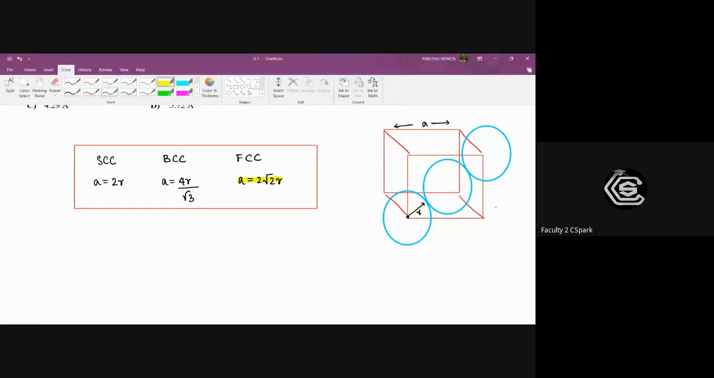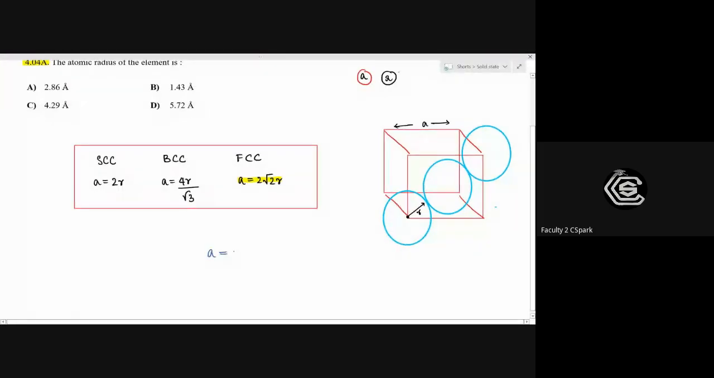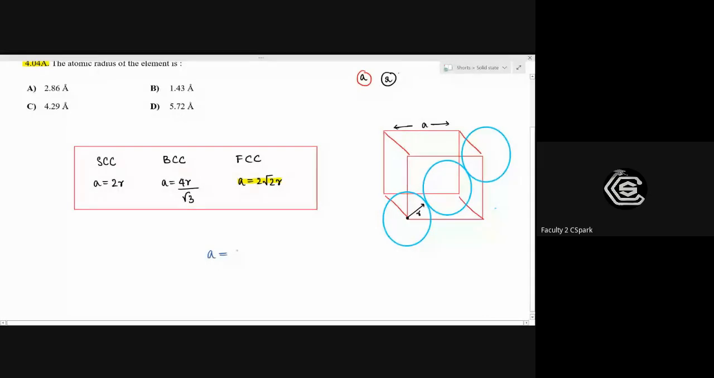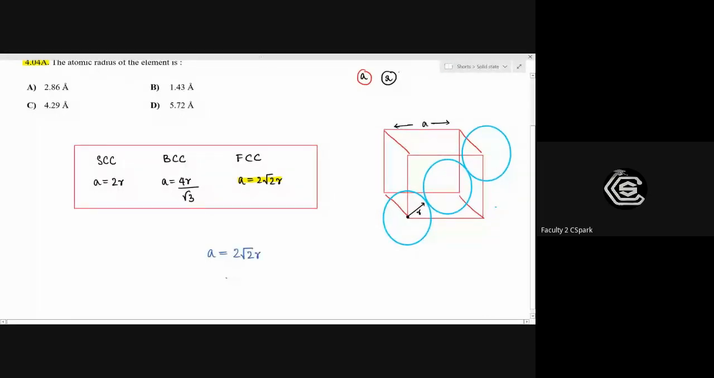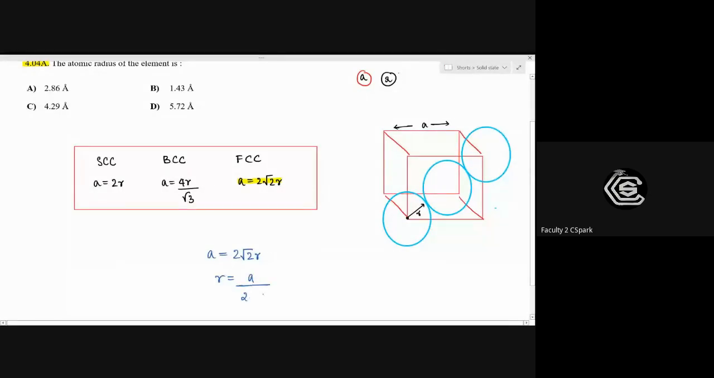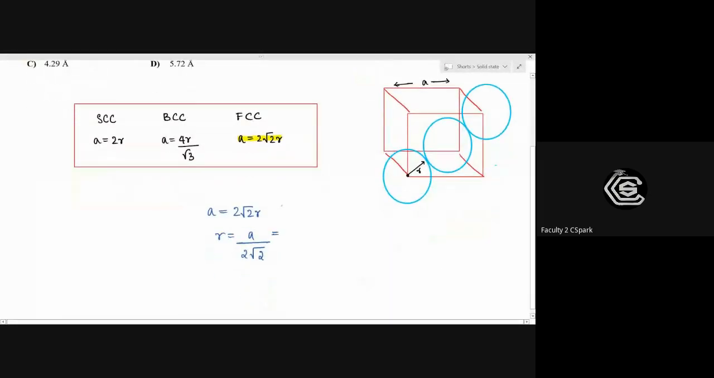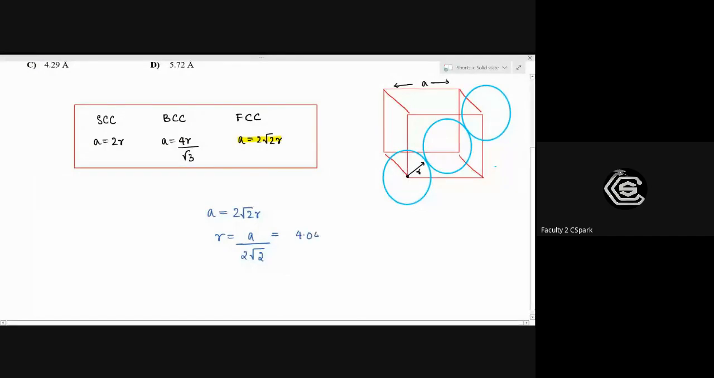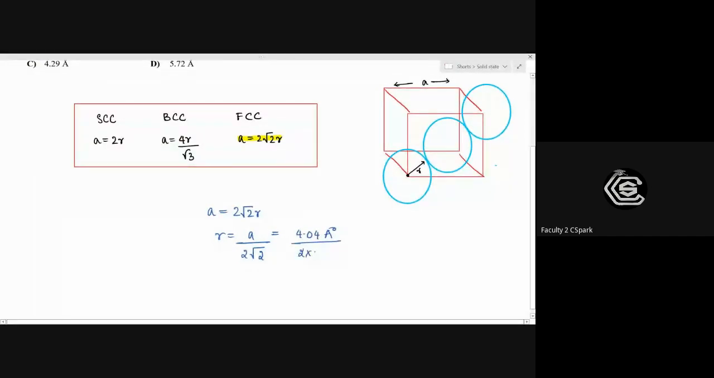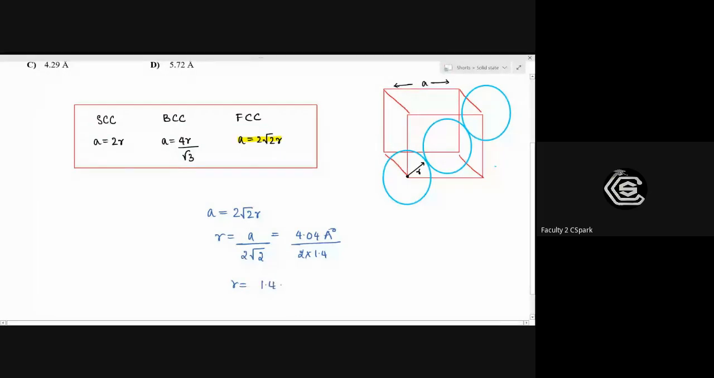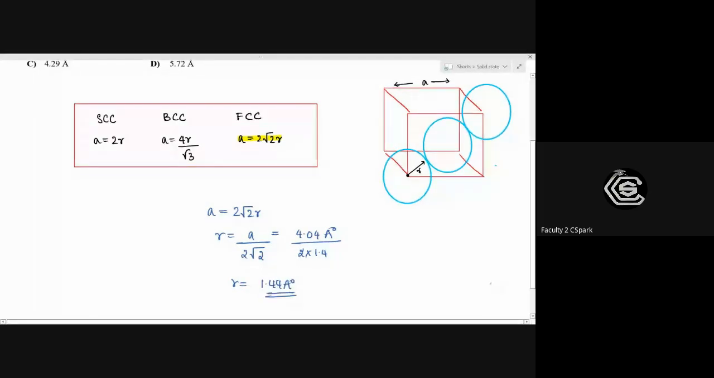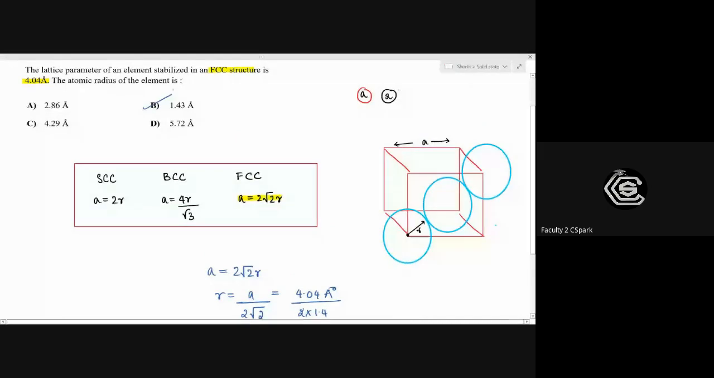What we know is lattice parameter for an FCC cell is equal to 2 root 2 R, right? So R would be A by 2 root 2. Then we can directly solve that. 4.04 angstrom divided by 2 into, now root 2 is 1.4 approximately. So if you solve this, you will get it as 1.44 angstrom. So the correct option is option B.